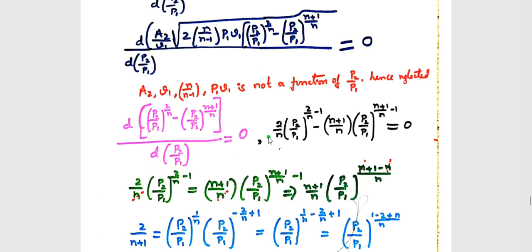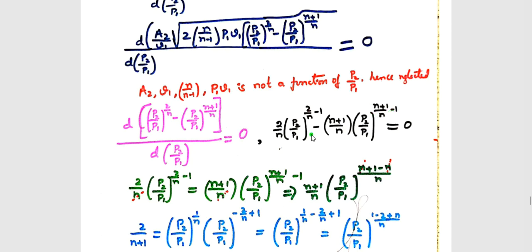And dear students, here I have differentiated this equation with respect to P2 by P1. So assume that this is x to the power of n. What is the differentiation of x to the power of n? n into x to the power of n minus 1. Here n is 2 by n, P2 by P1, x minus n minus 1. The same method you apply for the differentiation of x to the power of n: n into x to the power of n minus 1.